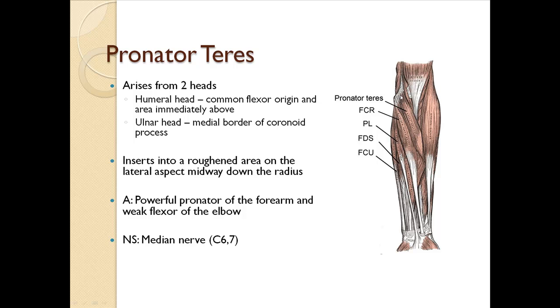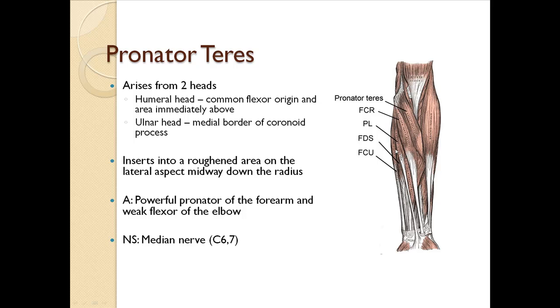Pronator teres has two heads. It has a humeral head, which arises from the common flexor origin, so the medial epicondyle of the humerus and the medial collateral ligament, and it has an ulnar head that arises from the medial border of the coronoid process. The two heads converge together and they pass obliquely downwards and laterally across the forearm to insert onto a roughened area halfway down the radius.